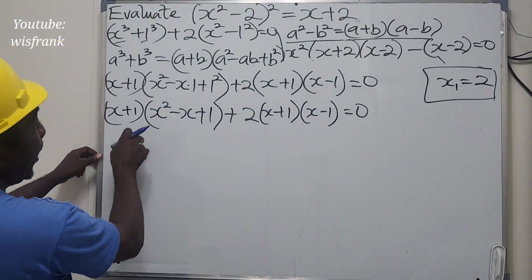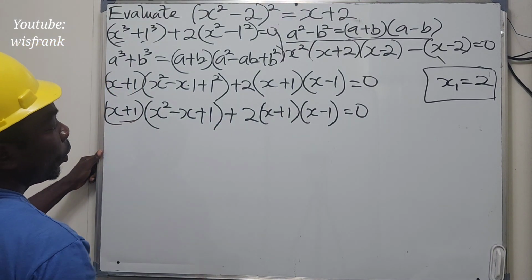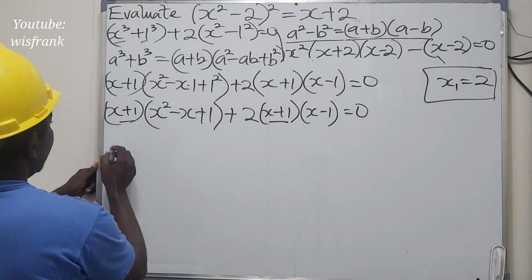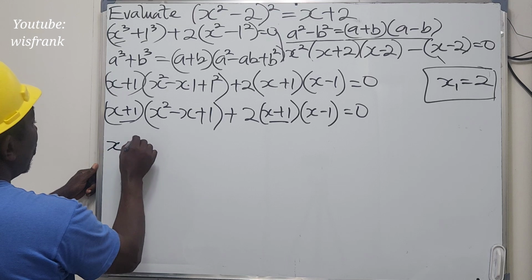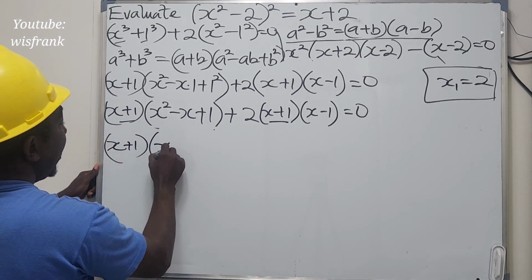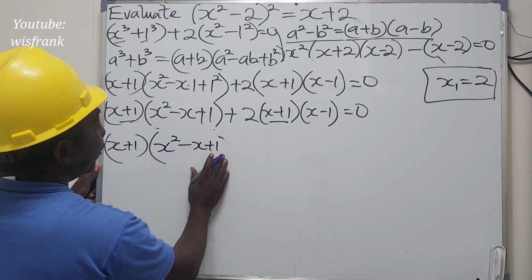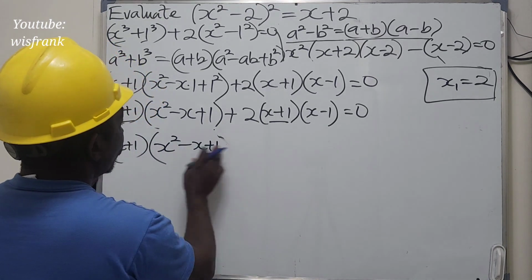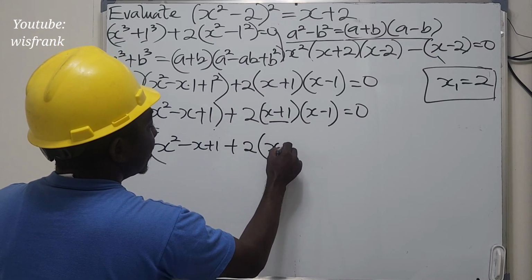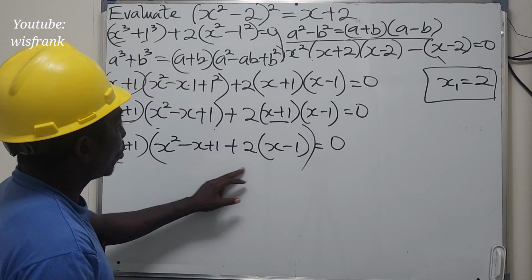In this equation, we can see that we have x plus 1 here, and we also have x plus 1 here. They are common, so we can factor it out. So we have x plus 1 into, dividing the whole of here by x plus 1, x to the power of 2 minus x plus 1. Then dividing the whole of here by x plus 1, we will have plus 2 into x minus 1, all equals to 0. So this is what we have.